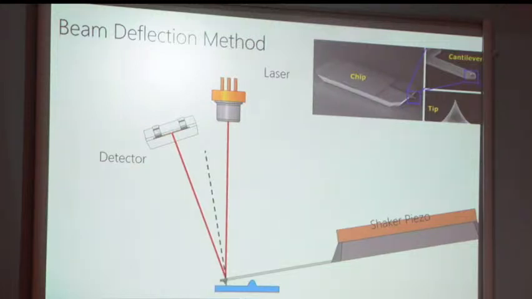So let's say this is a laser, a red laser. Normally all the standard AFMs will have a red laser with a wavelength in the range of 650 nanometer up to 670 nanometer.